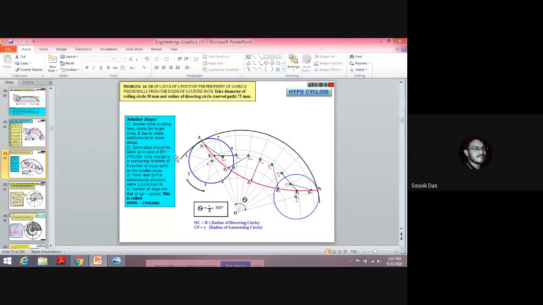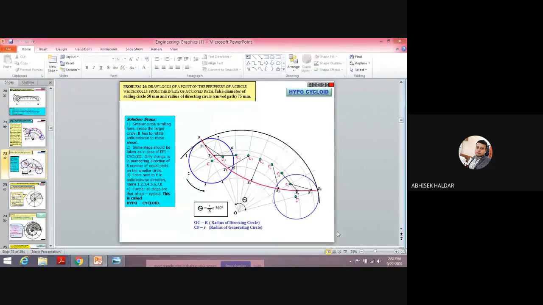Here you see, this is the larger circle, this black one. You can also call it the directing circle, and this blue one is my rolling circle. It is rolling inside. Then I am getting a separate type of curve by the same type of method. If you understand epicycloid, hypocycloid is very easy. The difference is rolling inside the curved path. So from the question you have to understand which type of curve you have to draw, epicycloid or hypocycloid.